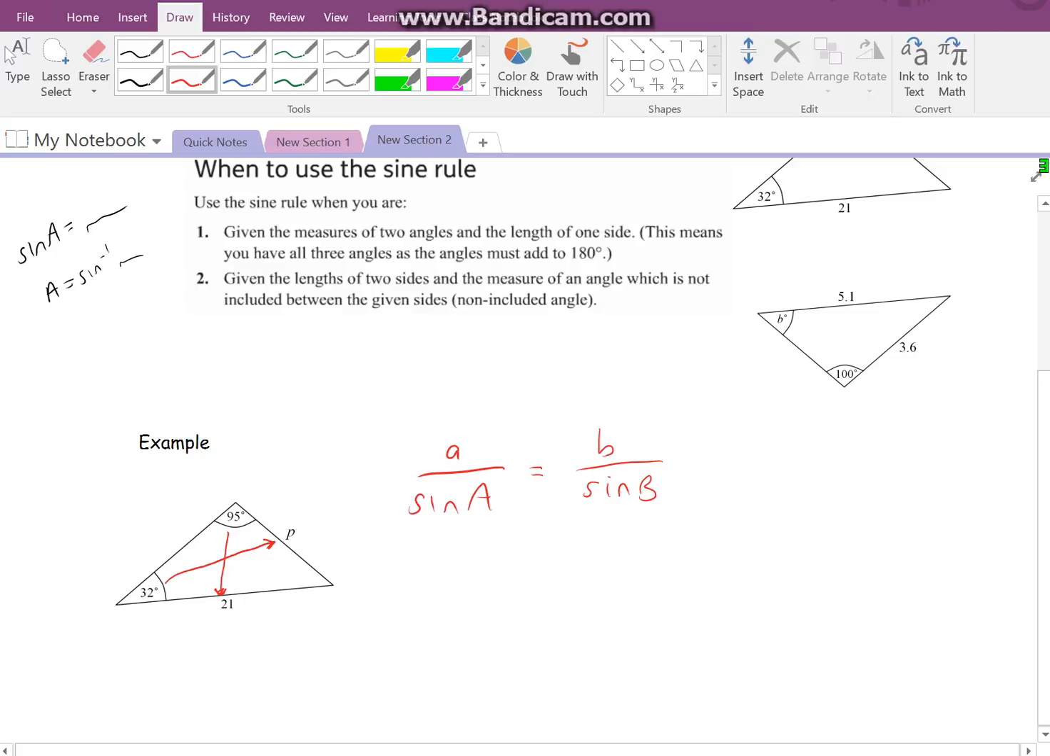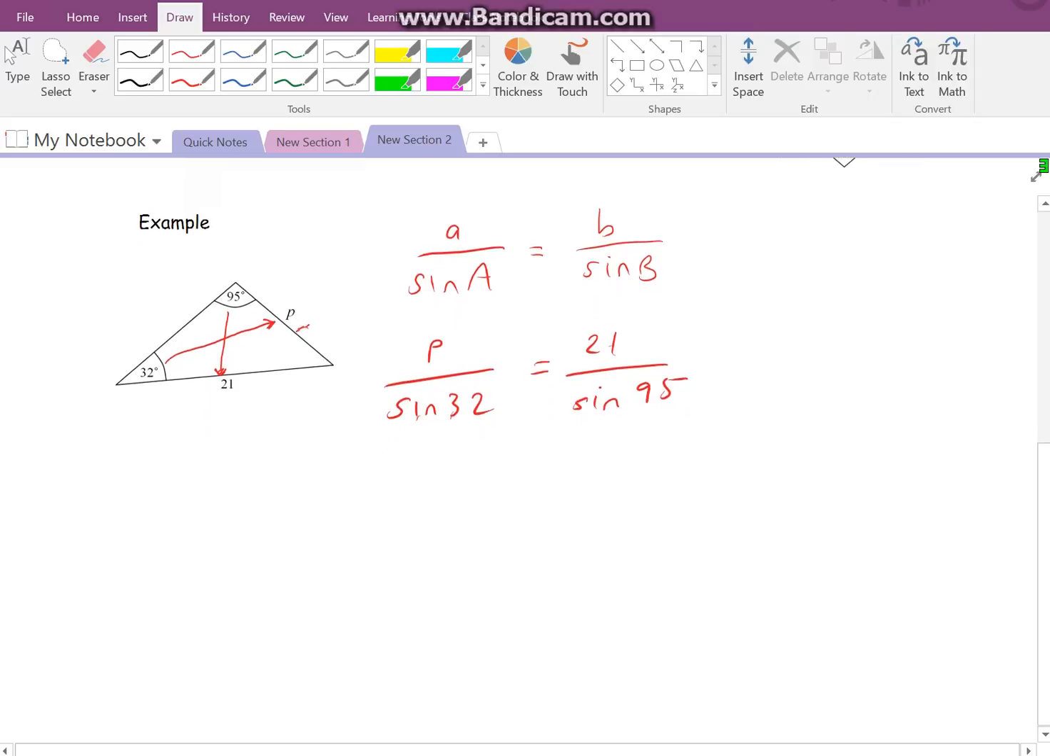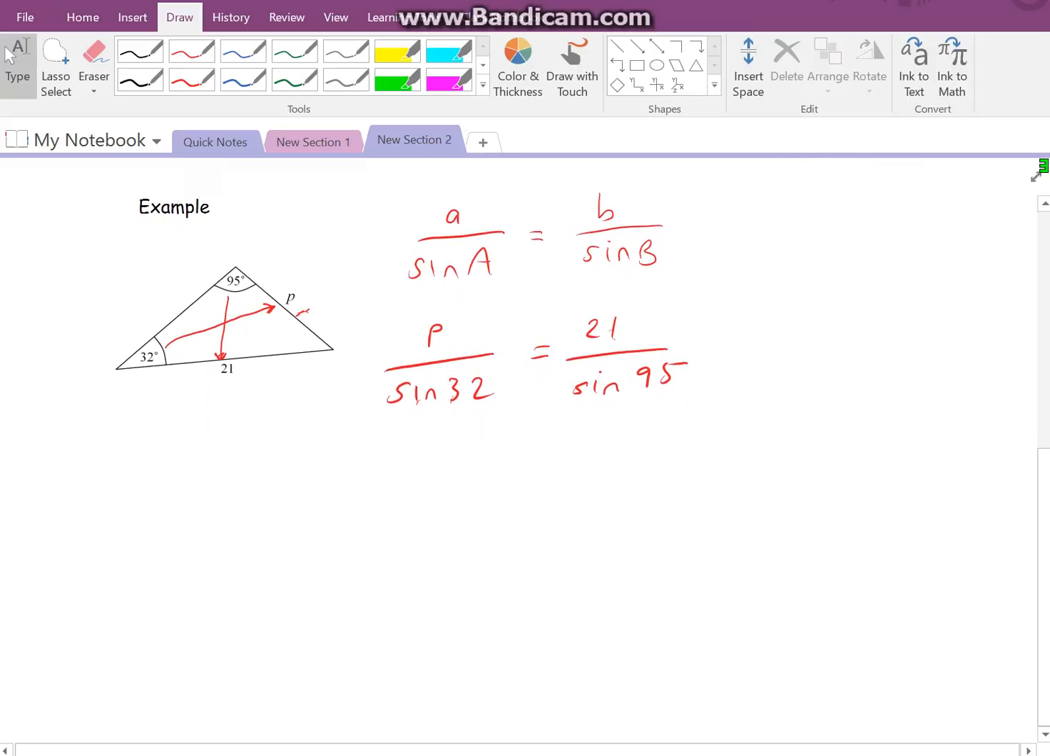So I go with this side first. So my side is P, and my opposite angle to that is 32. So I put over sine 32 is equal to, so my other side is 21, and the angle that works with that is 95. So as you can see, I have one unknown, and that's the ideal, because you want to solve for your one unknown. My unknown is P.